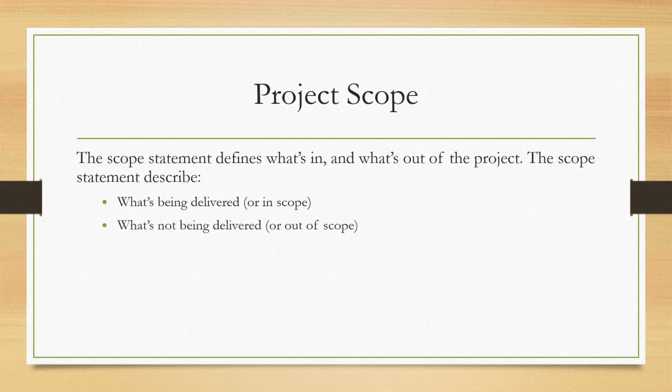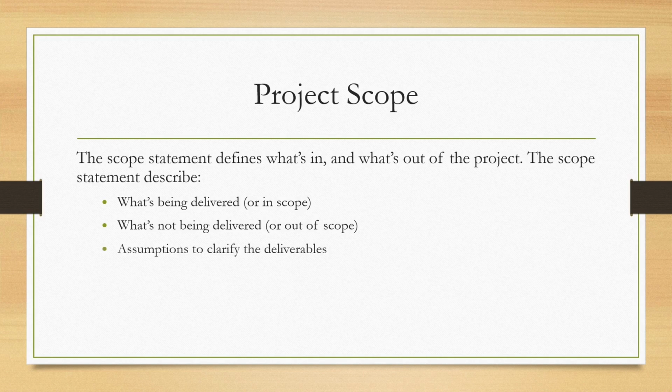What is not being delivered? So what things you consider to be outside the scope of your project? Things that you could say are related to your project, but they're not going to be addressed because they're too big or not directly relevant to what needs to be done.